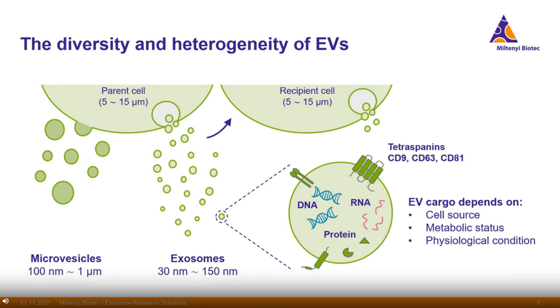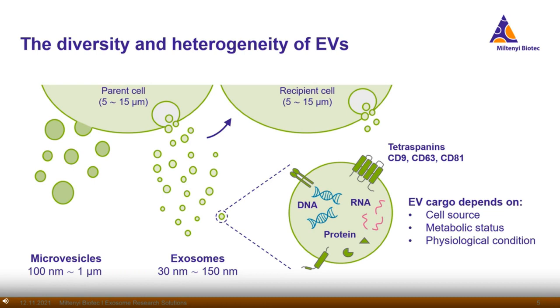It has been shown that EVs are involved in cell-to-cell communication and they carry diverse biomolecules, including RNA, DNA, proteins, and lipids, from the parental cell to the recipient cell. And the surface and also the cargo of the EVs will not only depend on the cell type, but also on the cellular metabolic status and on the physiological conditions. For instance, the composition of EVs secreted from a cell in a healthy state will differ from the ones secreted during cancer, for example, or during a different physiological condition like exercise.